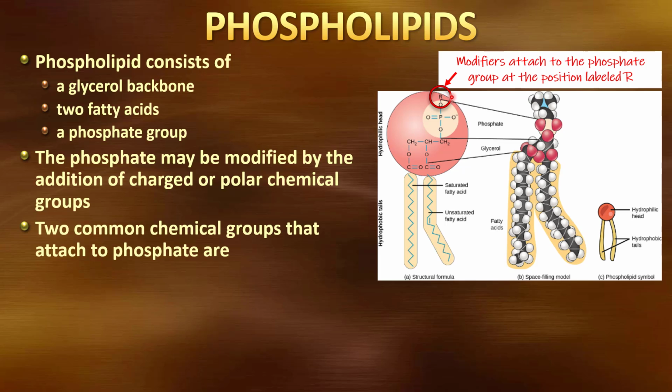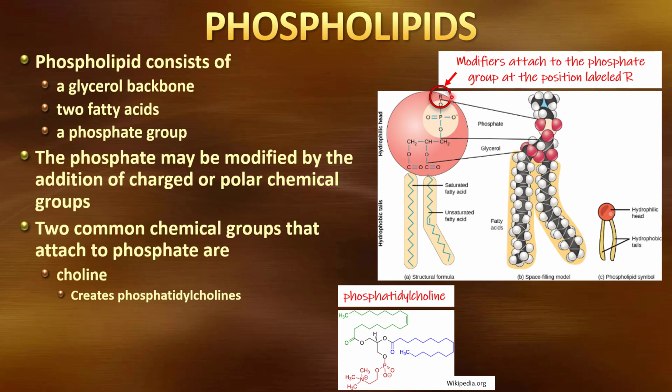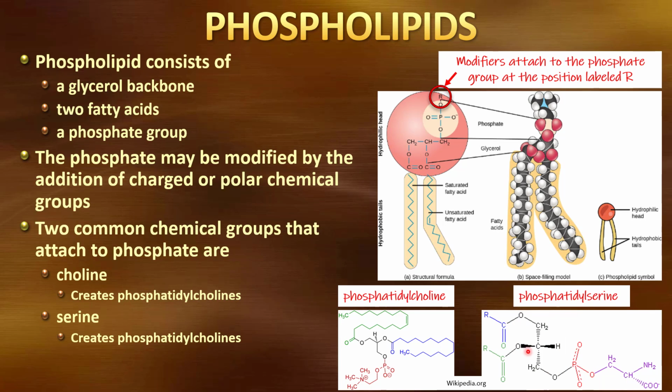There are 2 common chemical groups that we see attaching to this phosphate group. One is choline, and it creates phosphatidylcholine. So we can see the choline component right here. Here's our phosphate group, and then this piece here that is attached to the phosphate group is choline. And then this whole molecule is called phosphatidylcholine. We can also attach serine to it. So here is our phosphate group.